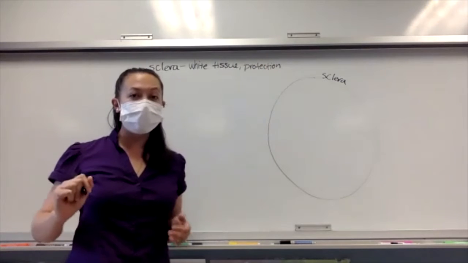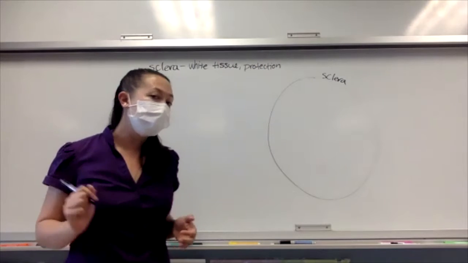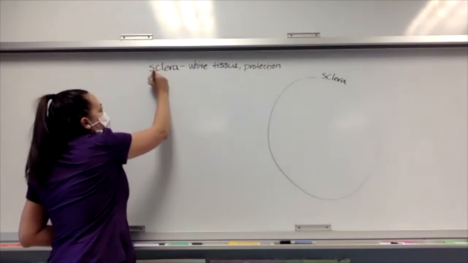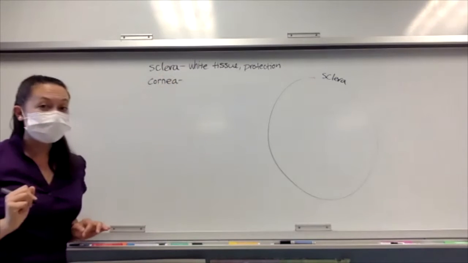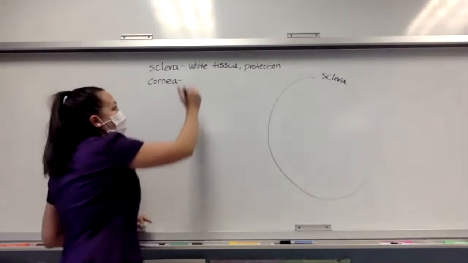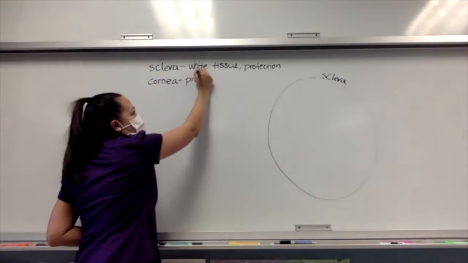The other part of your eye that does protection is called the cornea. And this one actually does two jobs. The cornea is there for both protection and focusing.